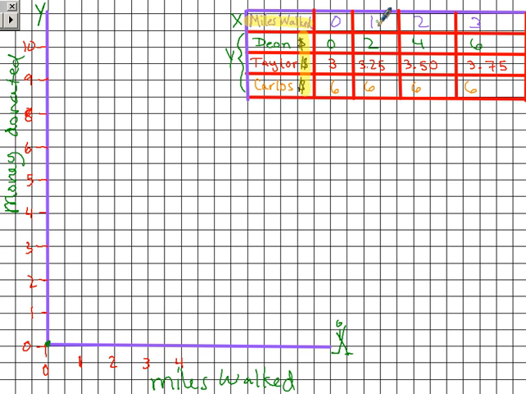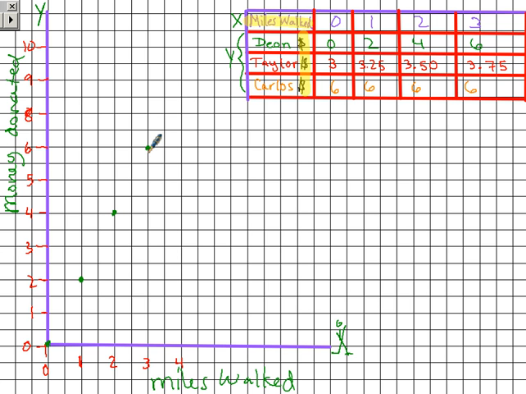When Dion walked 1 mile, he got $2. So for 1 on the x, I go to 2 on the y for the money. When x or miles was 2, money or y was 4. So I go to 2, and then up to 4, and then I have 3, and then I go to 6.